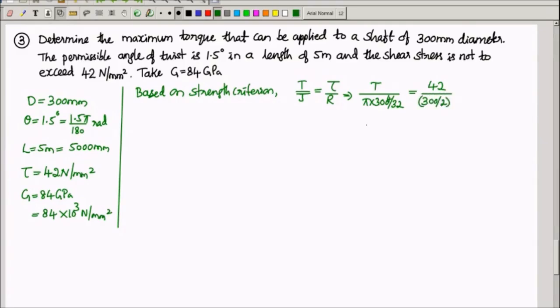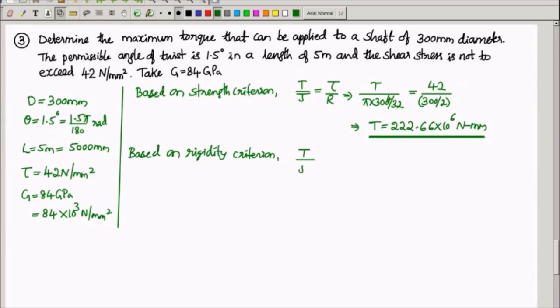So here I can find out what is the T. T, if you calculate, you will get 222.66 into 10 power 6 Newton millimeter. So based on the strength criterion, the safe torque that can be transmitted is 222.66 into 10 power 6 Newton millimeter. We will see based on the rigidity criterion.